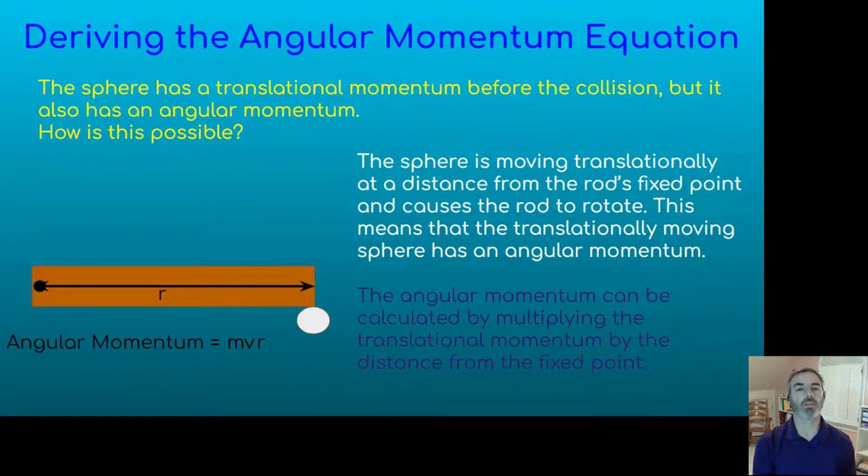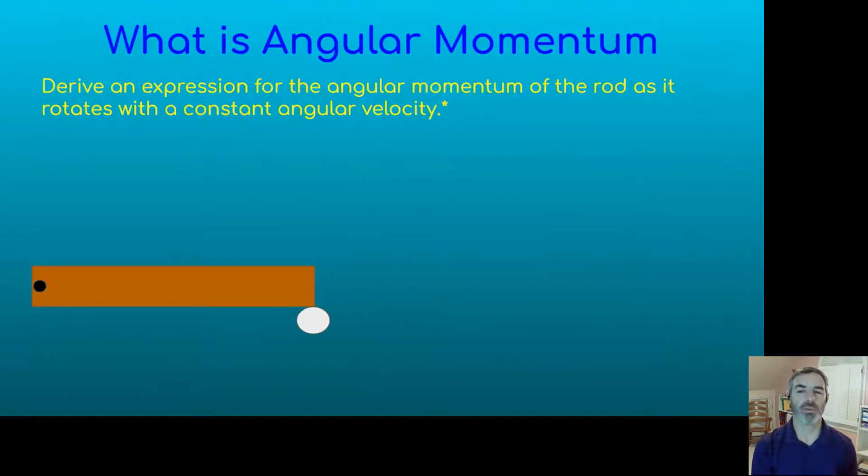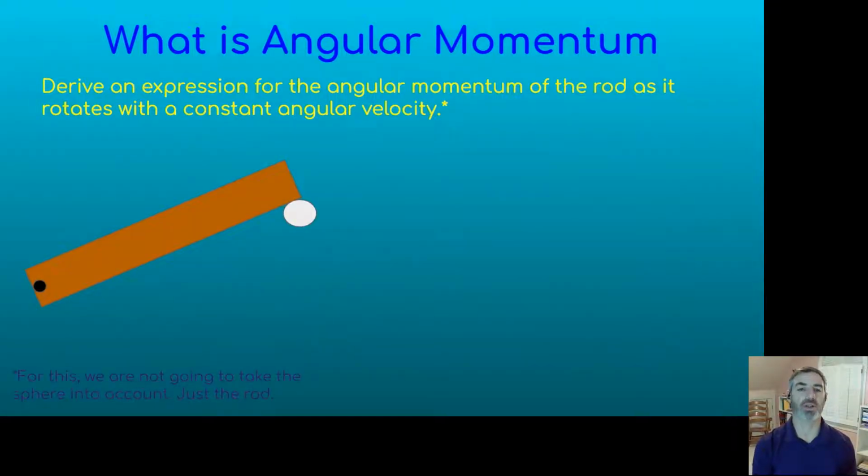Now the symbol for angular momentum is a capital L. So we can write L with a subscript of particle for the sphere or ball equals m times v times r. So we want to derive an expression for the angular momentum of the rod as it rotates with a constant angular velocity. And for this, we're not going to take into account the sphere. We're just going to look at the rod.